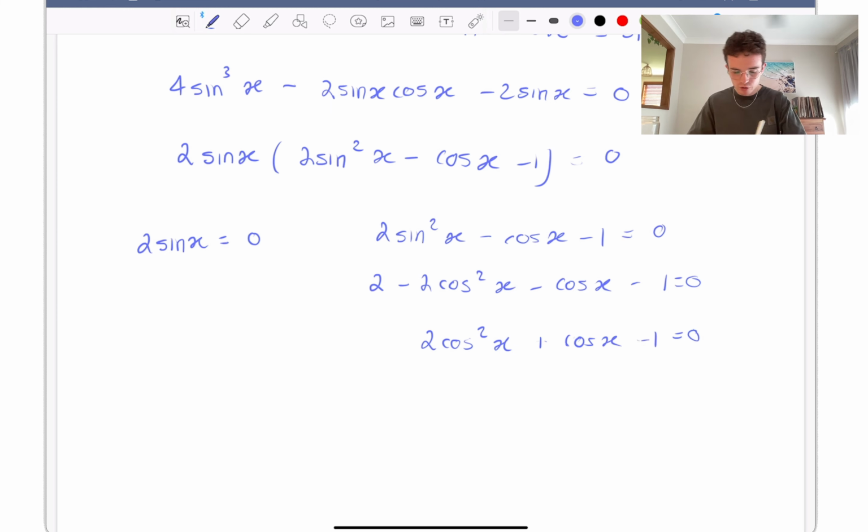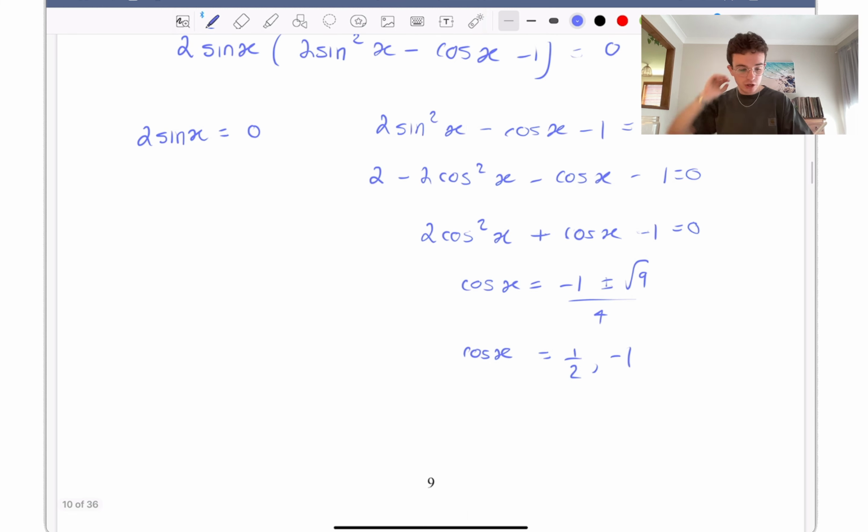Now if we apply the quadratic formula here, we're going to get cos of x is equal to minus b, which is minus 1, plus or minus the square root of 1 squared minus 4 times 2 times minus 1, which is 9, on 2 times 2 is 4. Now that means cos of x is equal to a half, or minus 1.